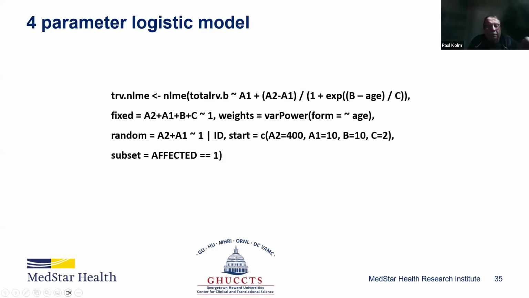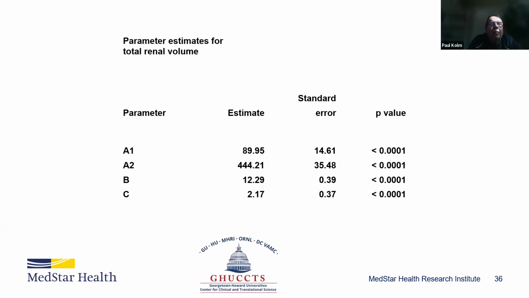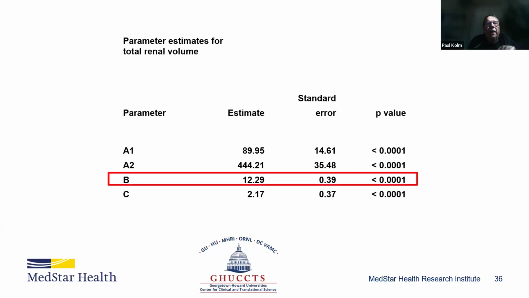So that's, again, fairly complicated, but actually fairly easy to do once you understand what you're trying to get out of the model. And so here are the parameter estimates for A1, A2, the asymptote 1 and 2, and then B and C. And of course, the one that we were interested in here is B. And so that estimate comes out to be 12.3.